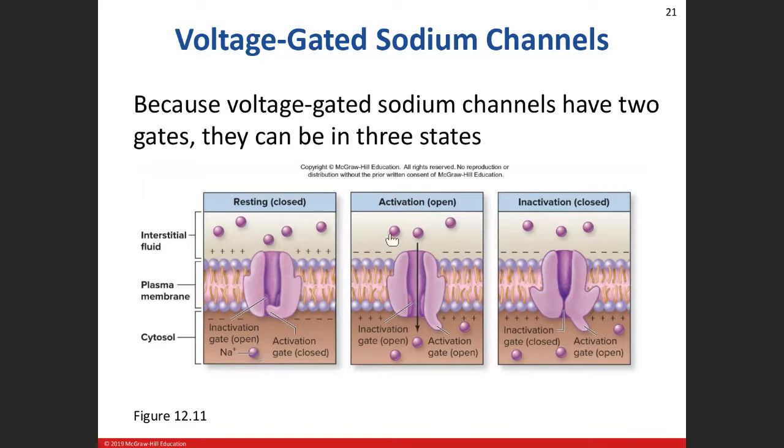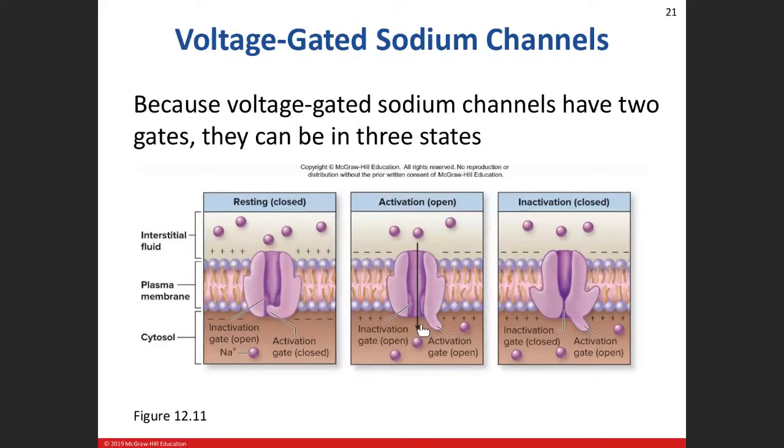Well, guess what? Now look, in the second phase here, in the activation phase, look what happened to the charge. We flipped it. Now the outside of the cell is negative, the inside of the cell is positive. We've changed the charge of the cell. We've affected it. Okay? And by doing that, we've opened up the activation gate. It swings open. The inactivation gate is still open, so sodium diffuses down its concentration gradient. And it moves into the cell.